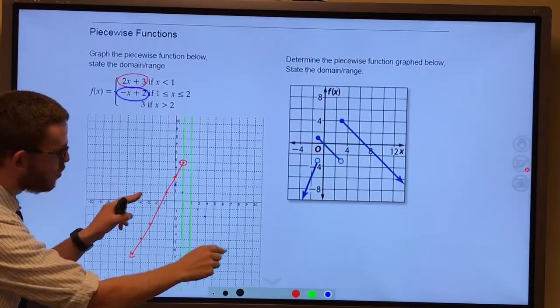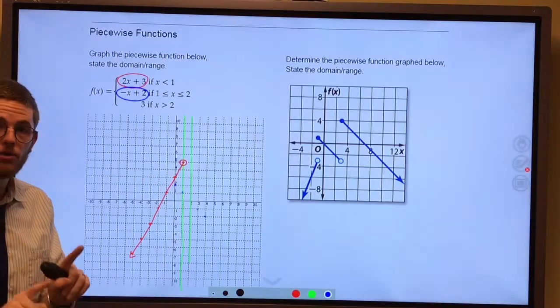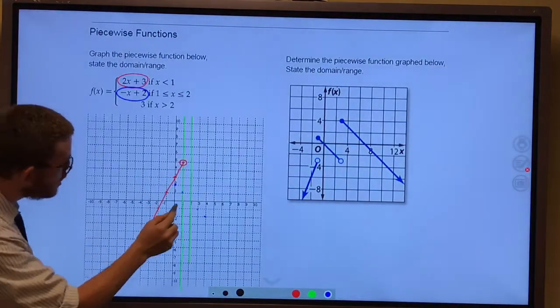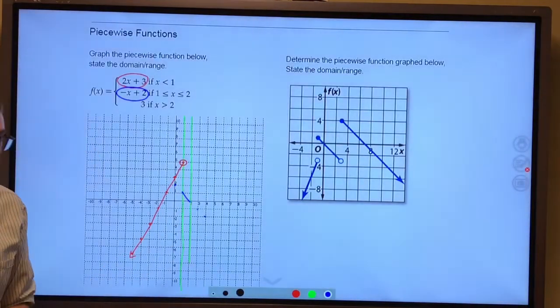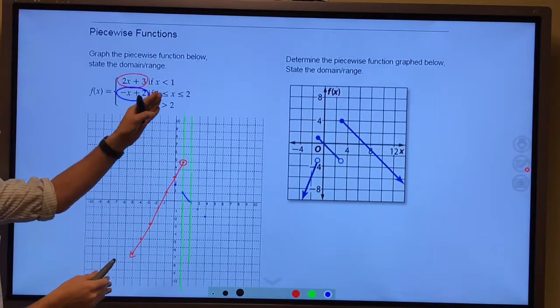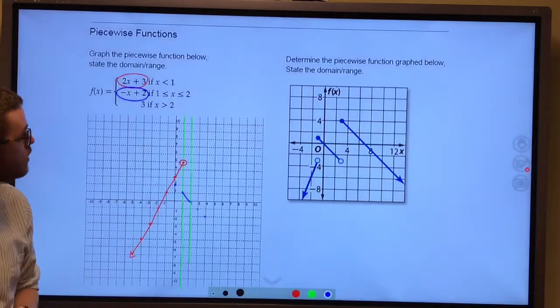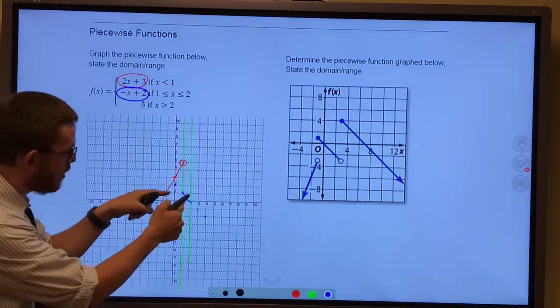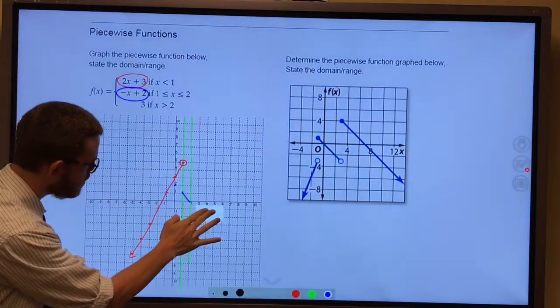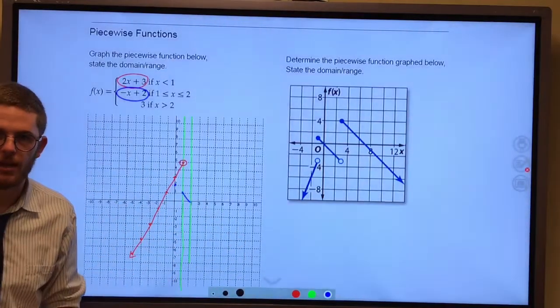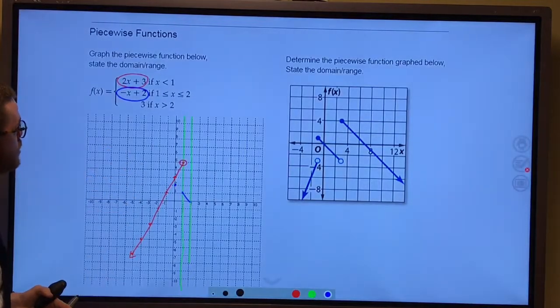Notice I could plot a lot of points that are on this line, but I know it's only going to be true in between my two green lines that I drew, in between the values of where x is 1 and where x is 2. And so I don't want to connect the rest of them. I don't want to worry about the rest of this. Everything outside of these green lines is not part of our piecewise function.